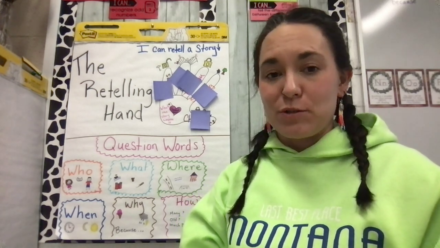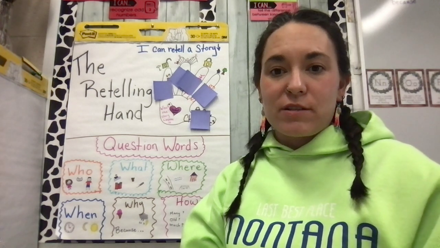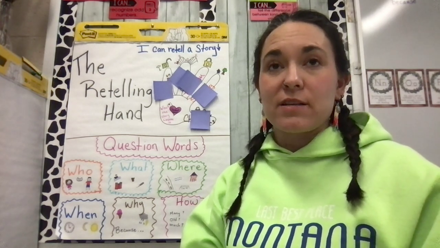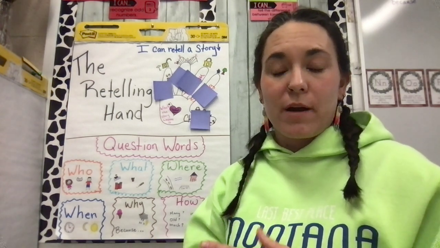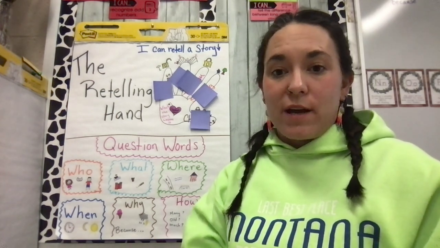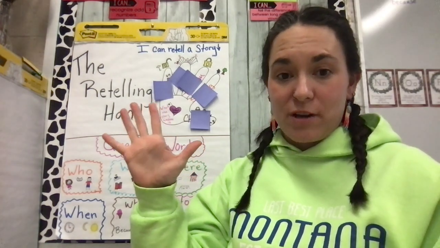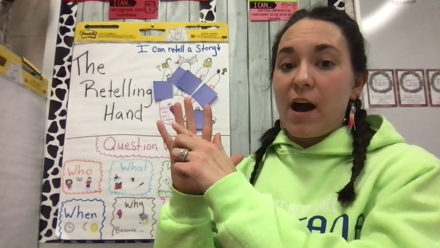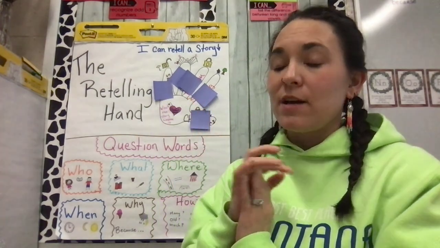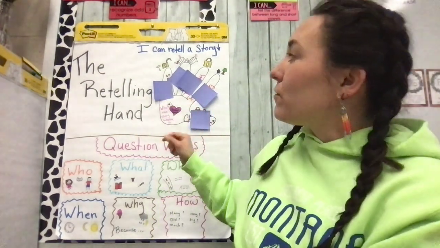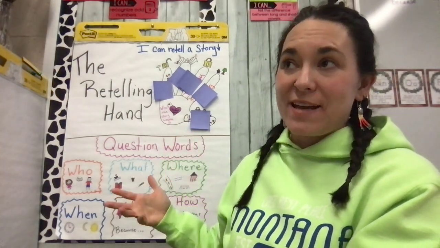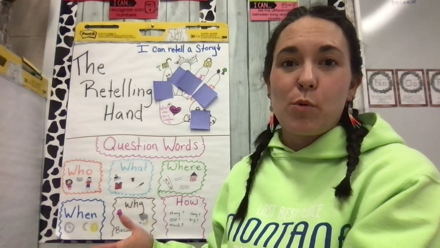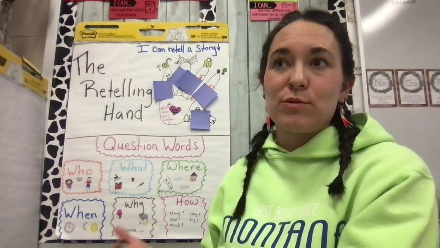When we retell a story, we need to ask ourselves some questions throughout the process of reading, like what's going on, how is the story coming together. A quick way to do that is to use our hand. So you guys can put your hand up. When we retell a story, we're going to have 5, sometimes 6 parts to our story. So with our retelling hand, what are some important things in your story that you would need to use for retelling?